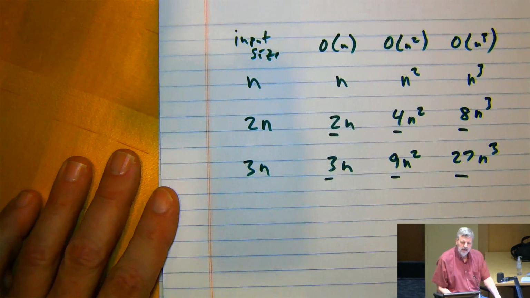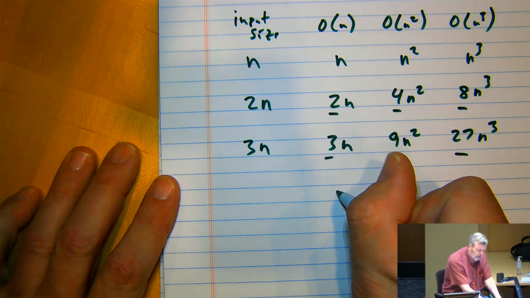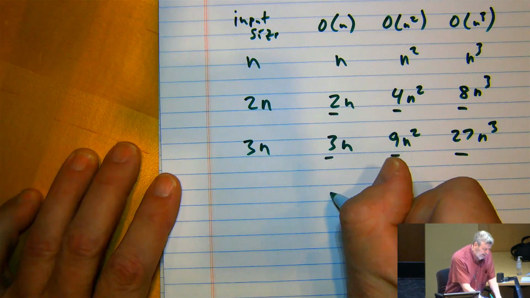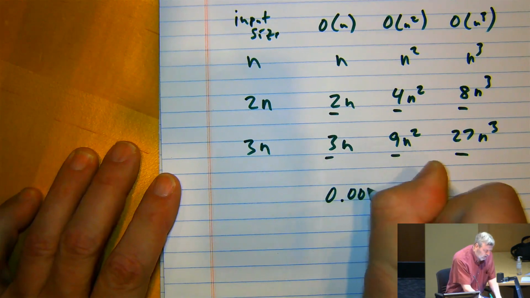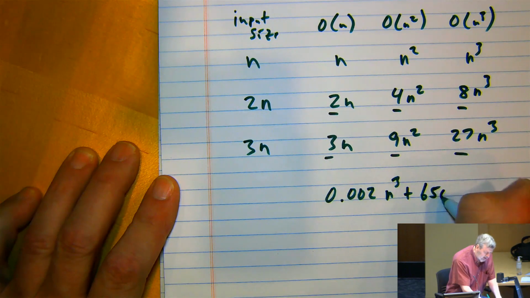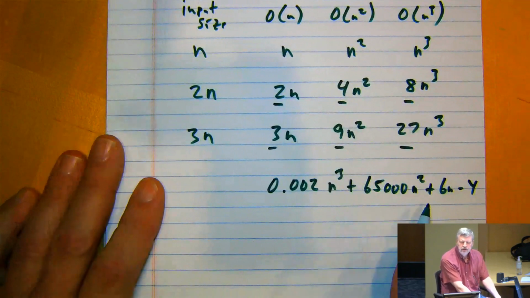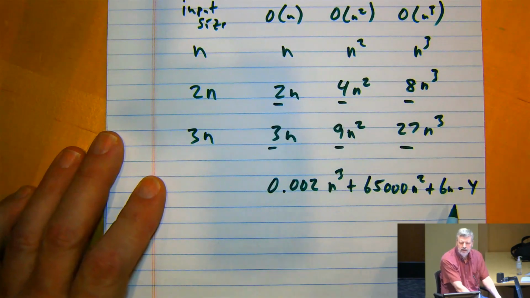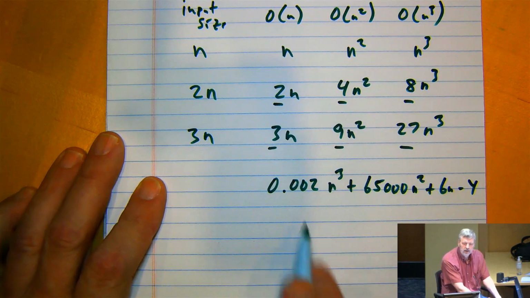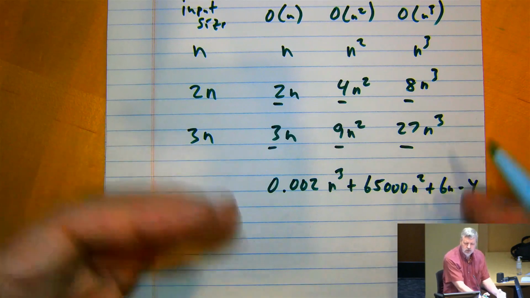that would predict this. Let me mention something that I would hope is an instinct you've developed from thinking about limits. If you had something like 0.002 n cubed plus 65,000 n squared plus 6n minus 4, in the limit case, they tend to have this divided by some other polynomial involving n, and they ask you what's the limit as n approaches infinity of this ratio of two different things.